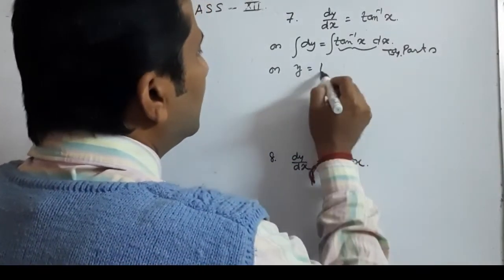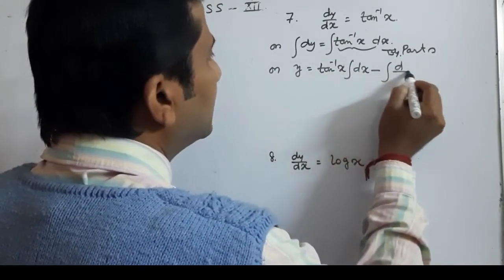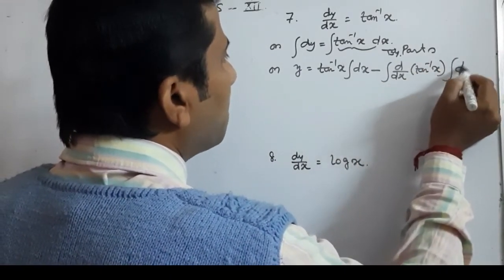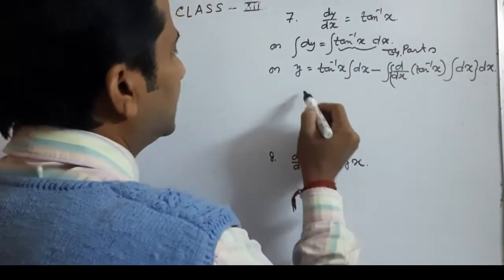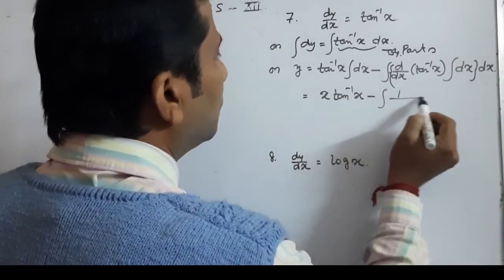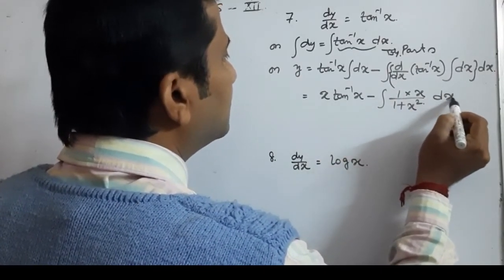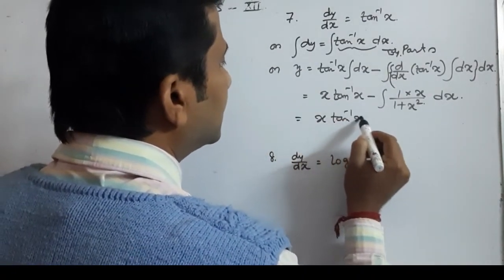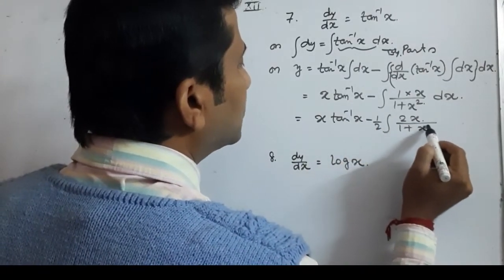By parts method, that means tan⁻¹x ∫dx minus ∫(d/dx of tan⁻¹x) ∫dx dx. That means x tan⁻¹x minus ∫1/(1+x²) · x dx, which is x tan⁻¹x minus 1/2 ∫2x/(1+x²) dx.